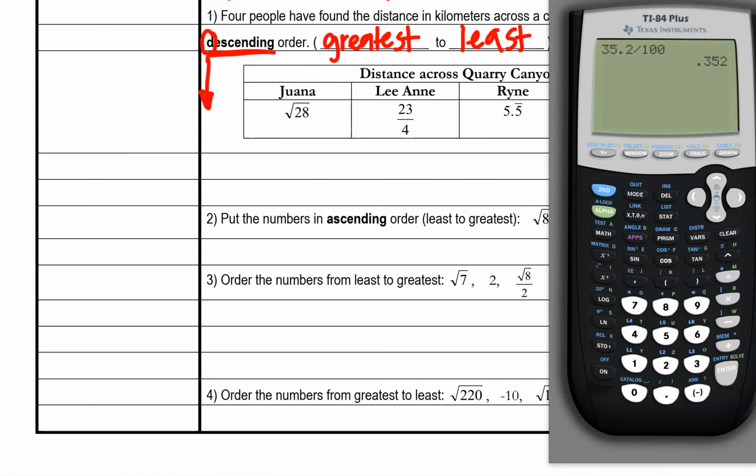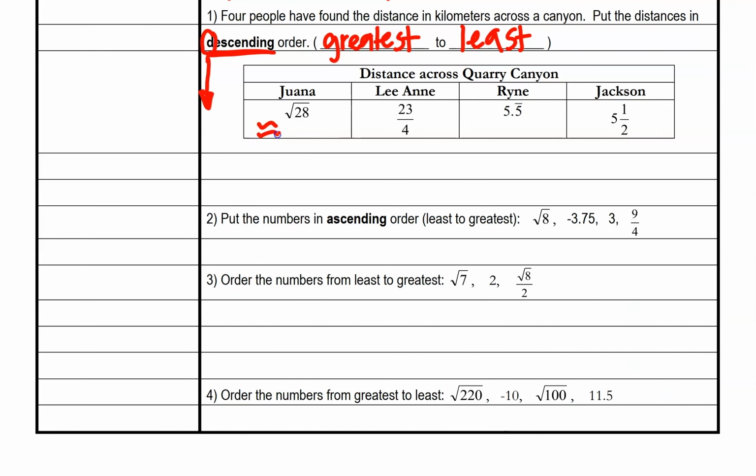So square root of 28. And again, you will need your calculator. If you don't remember where your square root is, press second, and then you press this one. Square root of 28 is approximately 5.29. So let's go ahead and take the first two numbers after the decimal. 5.29.